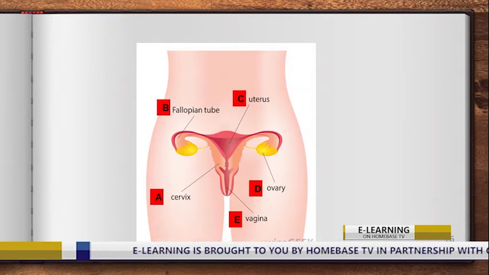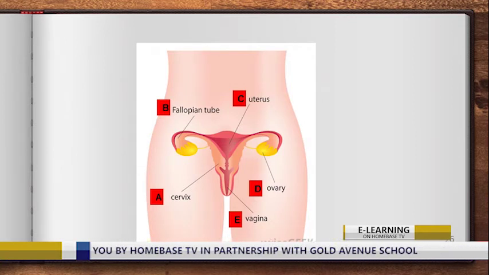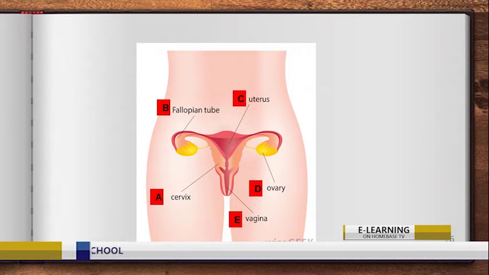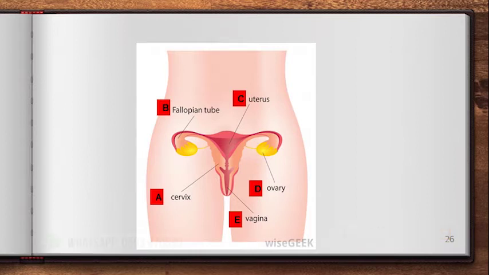Let's have a look at the answers. The part labeled A is the cervix. The part labeled B is the fallopian tube. The part labeled C is the uterus. The part labeled D is the ovary. And part E is the vagina. You can mark for yourself. So we are going over the answers again. So as we go over, do your best to mark.